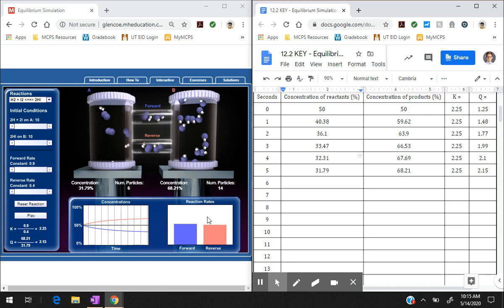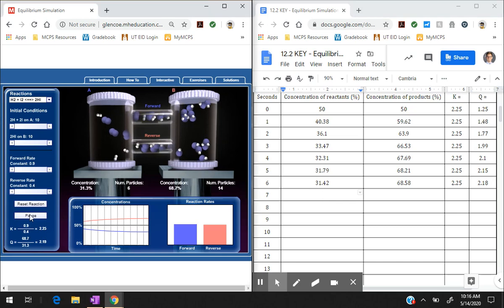And now you can also see with our reaction rates, these bars, if you've been paying attention, have been getting closer and closer together. So we'll do another 1 Mississippi. Q is 2.18. 1 Mississippi.